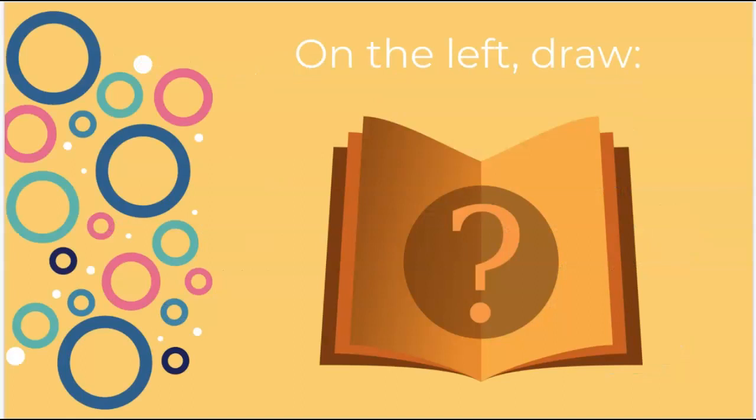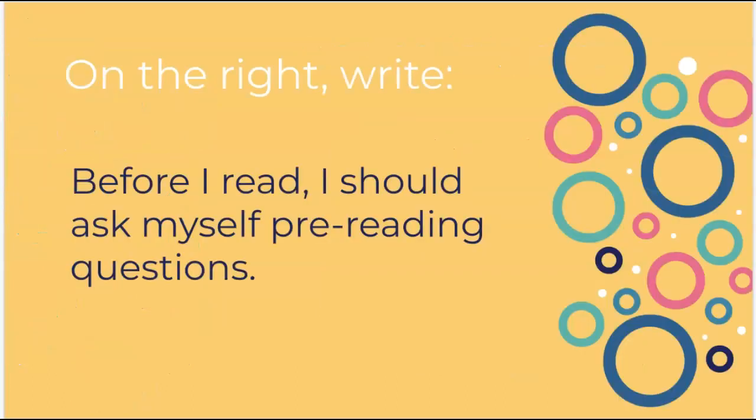On the left side of the paper, please draw a book with a question mark in it. You can see the example here. On the right side, please write, "Before I read, I should ask myself pre-reading questions." Again, you're going to write, "Before I read, I should ask myself pre-reading questions." You may stop the video if you need more time to write this sentence down.